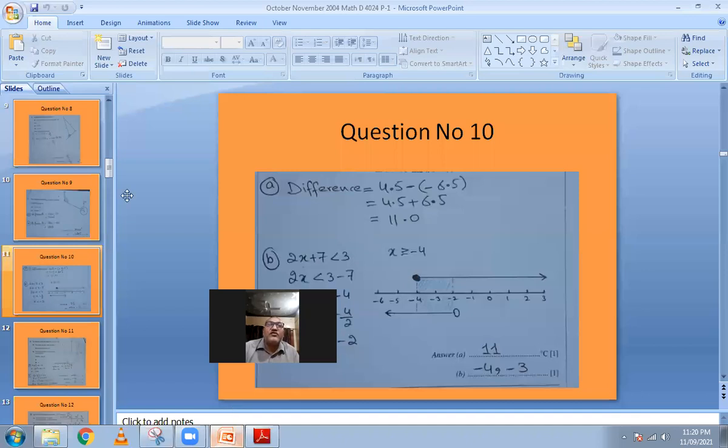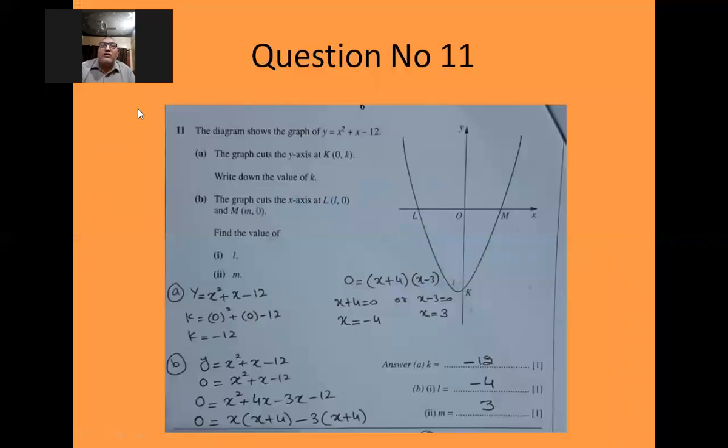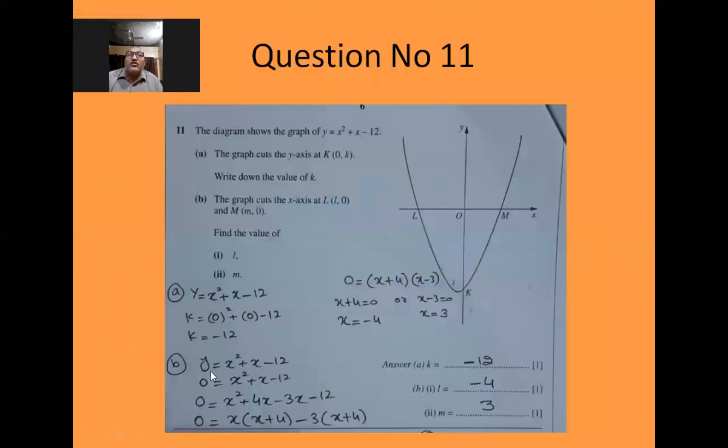So let me show you. You can see that y is equal to x squared plus x minus 12. So in the place of y, I will put k, and in the place of x, I will substitute 0. So we'll have k equals 0 squared plus 0 minus 12. So k will be equal to minus 12. So here the coordinates will be (0, -12), the k point.